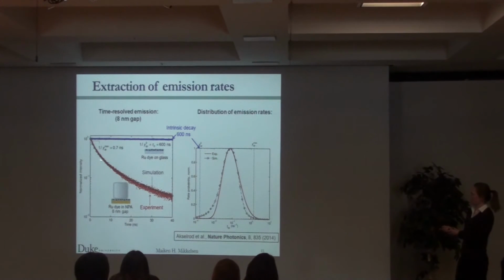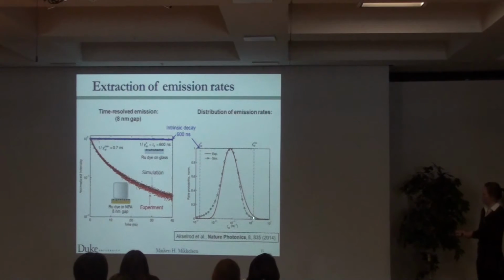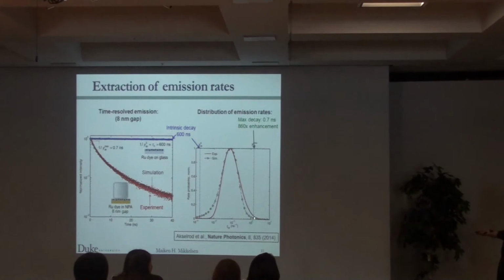In this case, from experiments, we can do a stretched exponential fit and then a Laplace transform to extract the rate distribution and the probability for these different rates to occur. And then the black here shows the simulations, and from that we can also extract these rate distributions, which is shown in black.